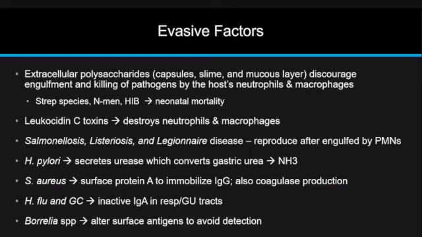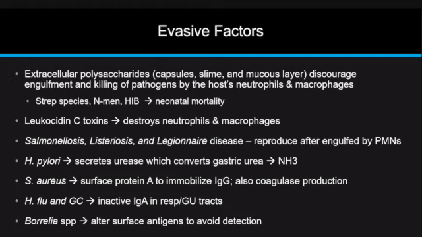All right, looking at the evasive factors. These pathogens, we talked about, some of them have this slimy coat. So capsules, slime, mucus layer, whatever you want to call them. And that's going to kind of hide their surface antigens. It's going to allow them to propagate within the host without being detected. It can inhibit phagocytosis. And so we look at things like strep, especially your Strep pneumoniae, Neisseria meningitidis, your Haemophilus influenzae B. And all of these have significant effects on neonatal mortality.